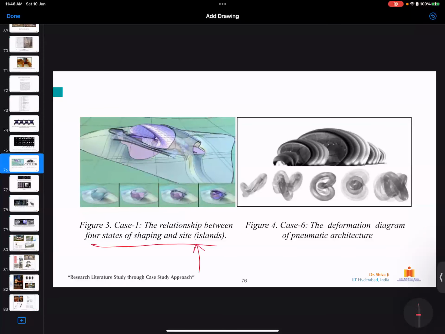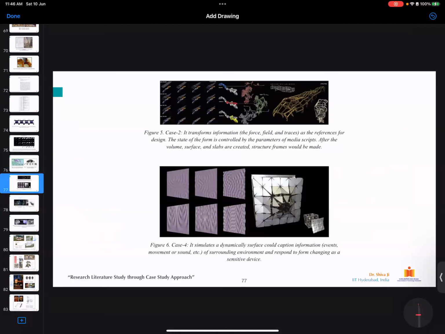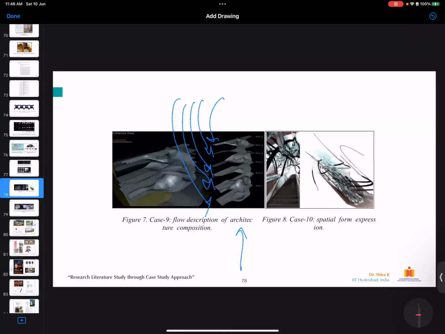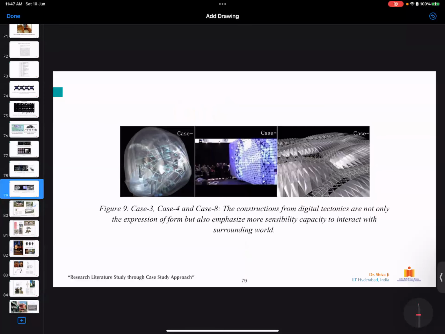You can see here four states of shaping and siting at an island. So how it can be simulated and studied on the site for real-life conditions, with the help of some digital models and some small-scale physical models. Studying both for such complex geometries and architecture is essential. So you may be doing such assignments in your design exercise, for composition, for designing, etc.